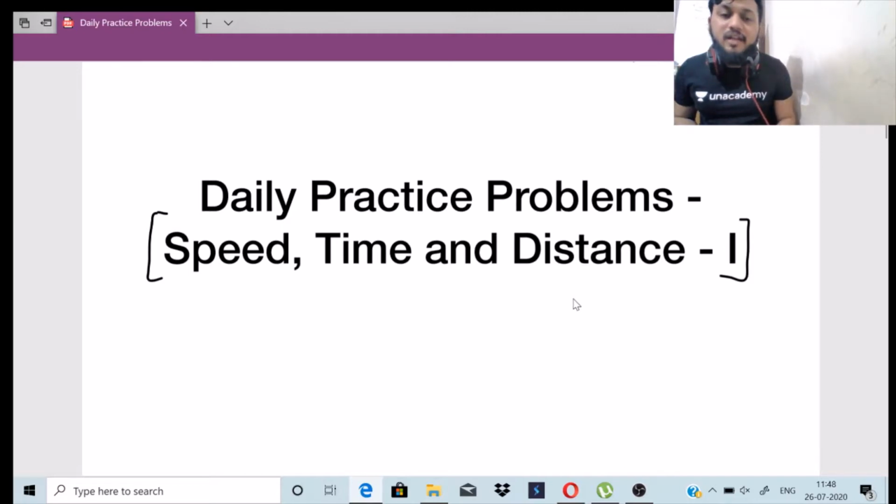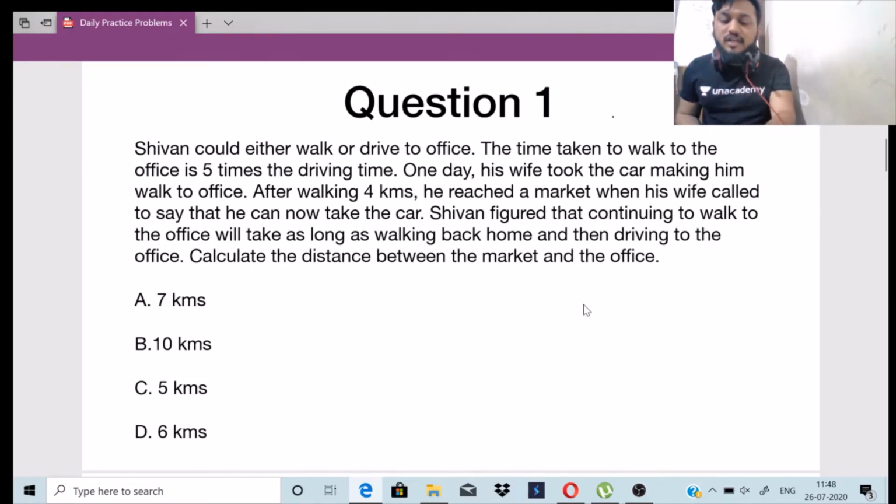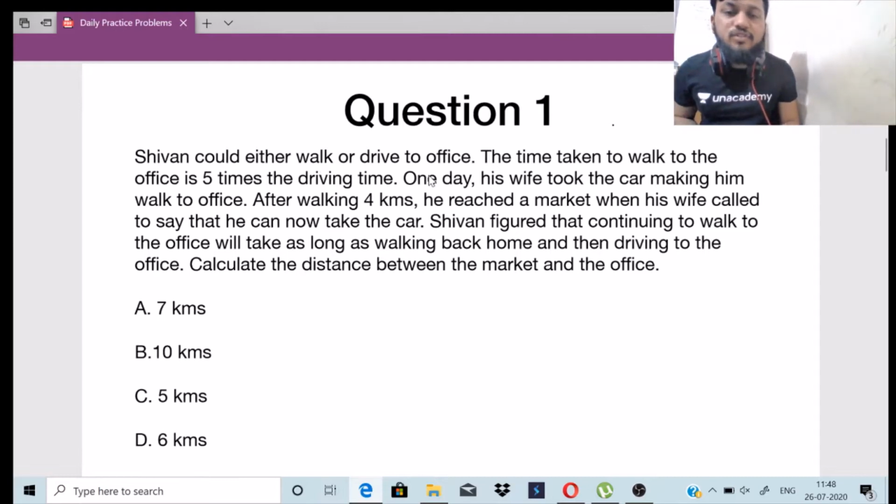So today we'll be doing three problems on speed, time and distance part 1. So here is the first question. Shivan could either walk or drive to the office. The time taken to walk to the office is 5 times the driving time. One day, his wife took the car, making him walk to the office. After walking 4 kilometers, he reached a market when his wife called to say he can now take the car. Shivan figured that continuing to walk to the office will take as long as walking back home and then driving to the office. So calculate the distance between the market and the office.